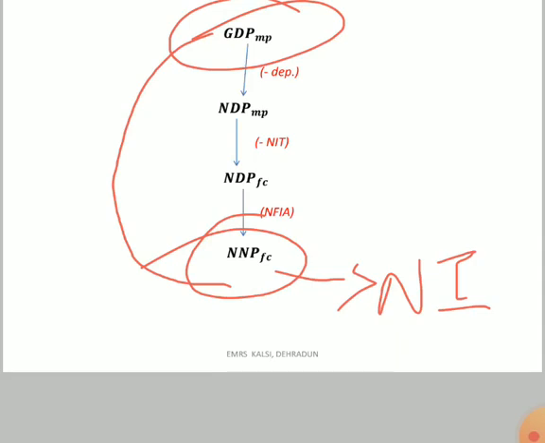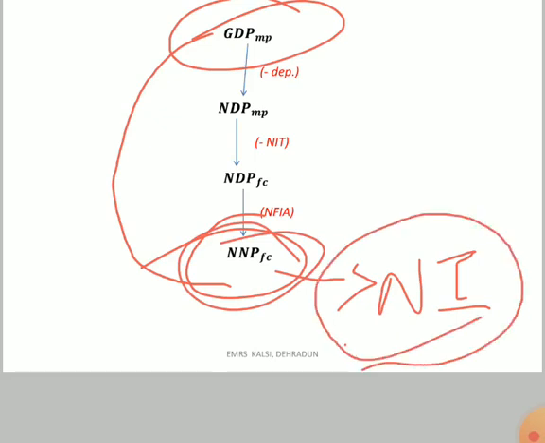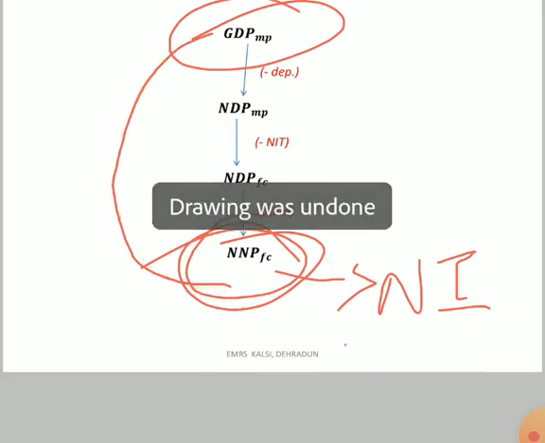Remember this: few times you will be asked to find NNP-FC. You will be asked to find national income. So national income and NNP-FC are the same thing. Basically it is the formula name for national income. So GDP MP has to be converted into national income, which means we have to convert GDP MP into NNP-FC. How will we convert? We will convert step by step.